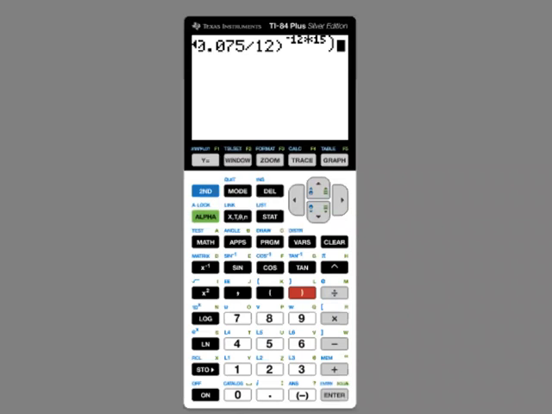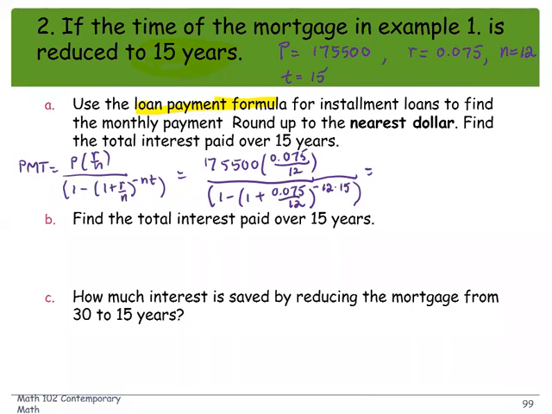Let's see what number comes out as the monthly payment for the period of 15 years. So hit enter. So we have 1626.91. And round to the nearest dollar like before. So round to 1627. This is the amount that this owner pays per month.